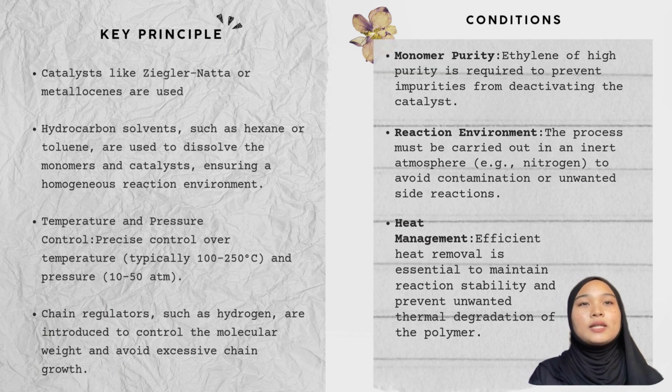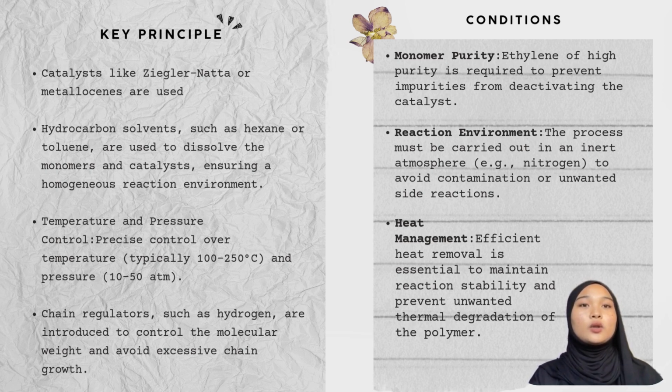The next one is the key principles and conditions. The first one is the process relies on catalysts such as Ziegler-Natta to control molecular properties. The second one is hydrocarbon solvents like hexane or toluene ensure a homogeneous reaction environment. Precise temperature and pressure control is essential for polymerization efficiency. The last one is chain regulators such as hydrogen are introduced to control molecular weight and avoid excessive chain growth.